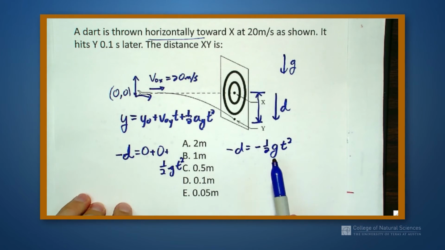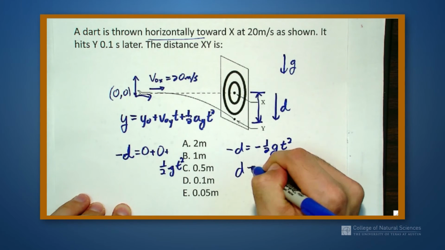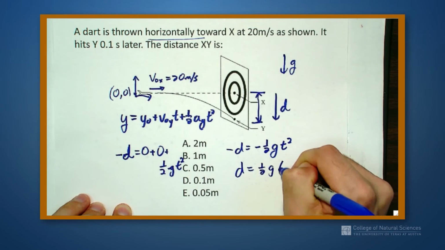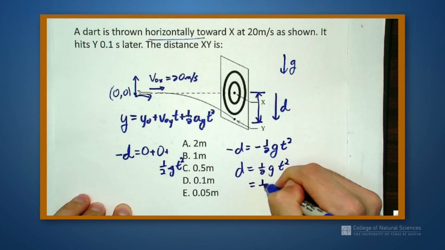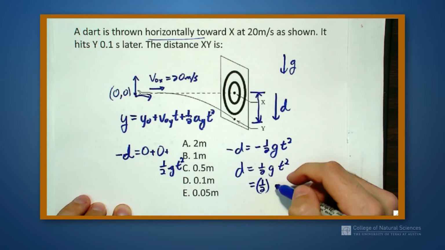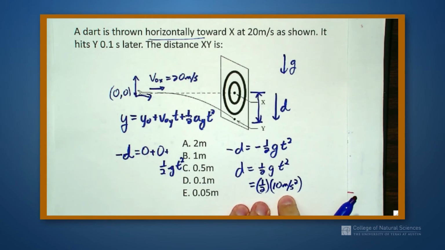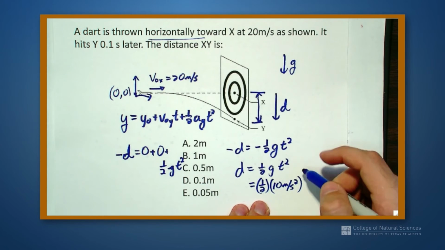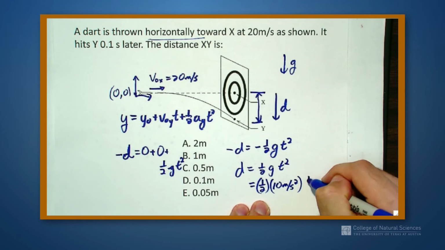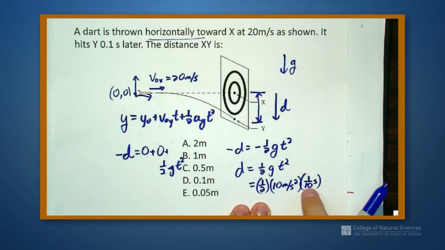Well, this is really nice because it gave me time. I know the value of g. All I need to do is figure out what d is. So d is equal to 1/2 g t squared, which is equal to 1/2 times 10 meters per second squared. I'm going to just approximate g to be 10. And this is a value of 1/10 seconds. 0.1 seconds is 1/10 of a second squared.